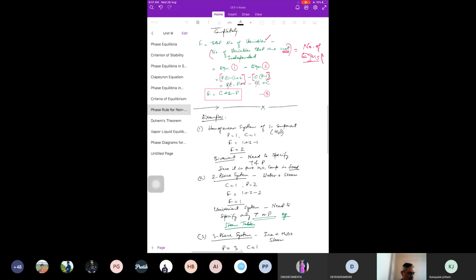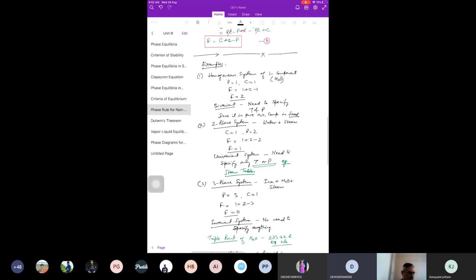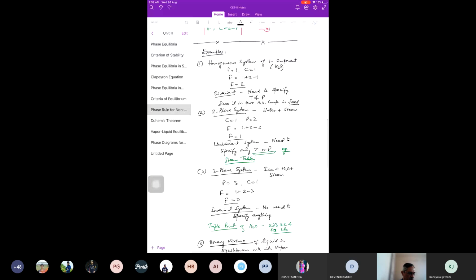Three phase system लिया, ice, hot, water and steam, तो क्या हो जाएगा? Single component, three phase system. Zero हो जाएगा. 0, right? So that means for triple point it is already fixed, 273 Kelvin and 618 kPa. Ice, water, steam जो रहता है in equilibrium, that is already fixed. You don't need to specify anything.